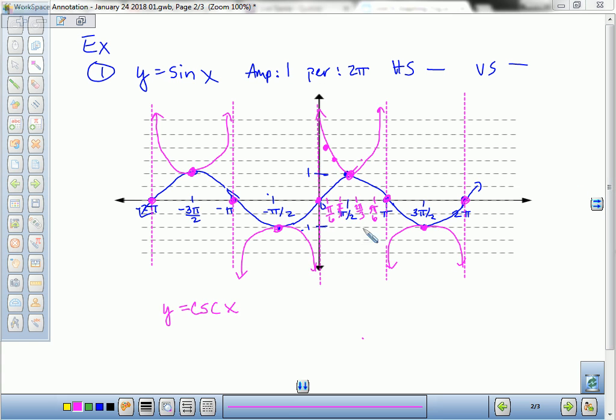But now let's look at the characteristics of this. How long does it take us to find all of our values? 2 pi. So that would mean our period is 2 pi. All right, we didn't have any horizontal shift, we didn't have any vertical shift, and it's not a wave, so we don't have an amplitude.